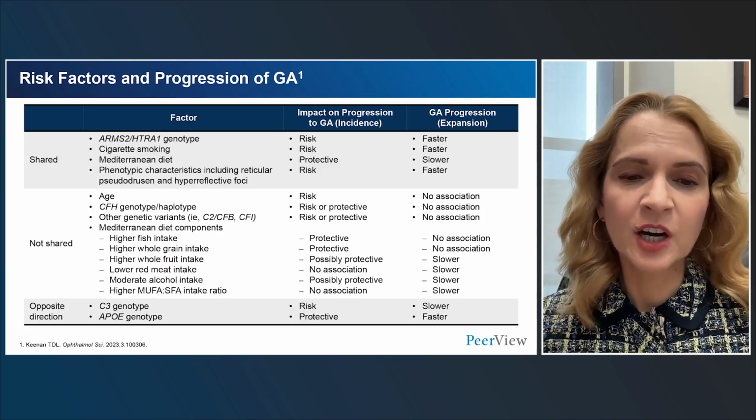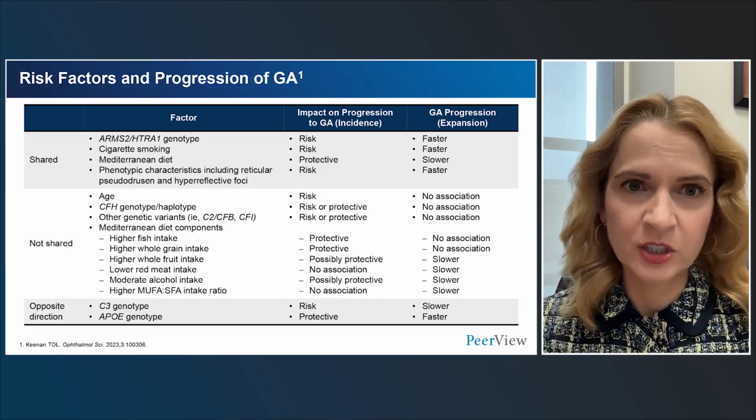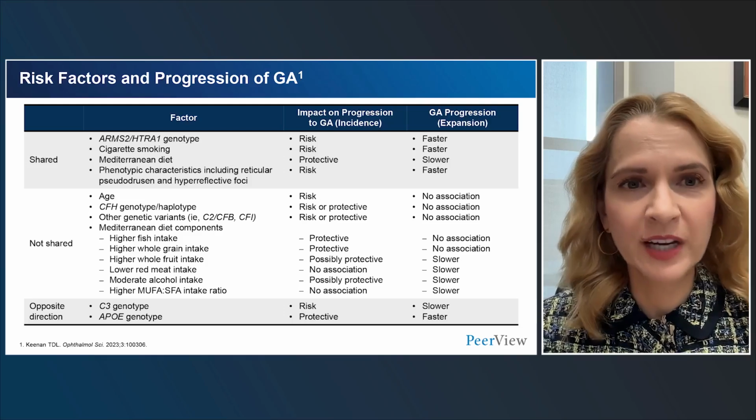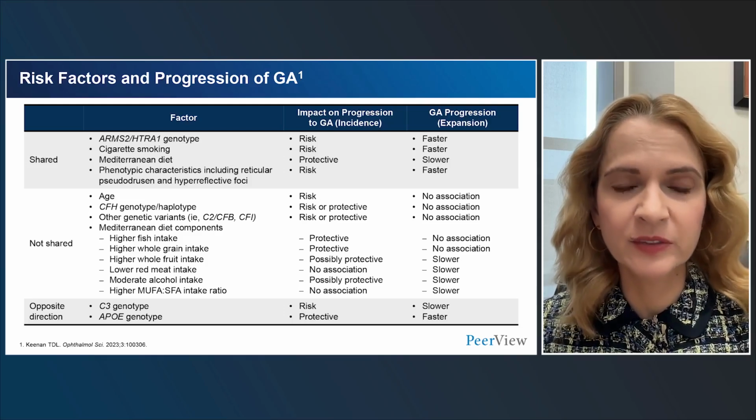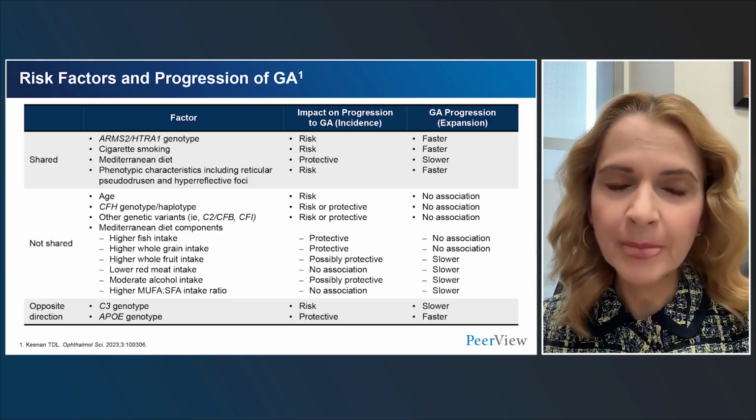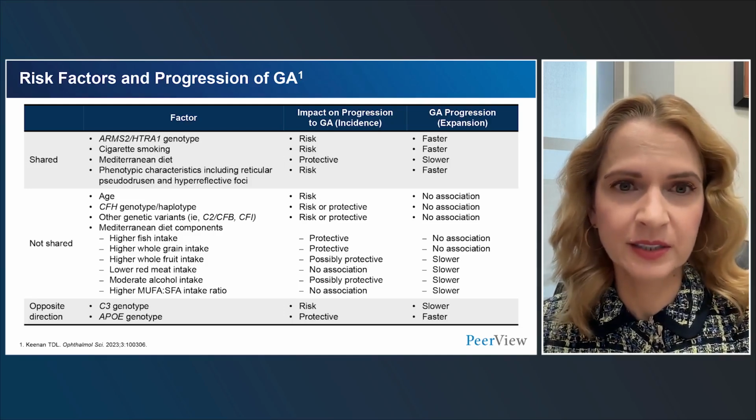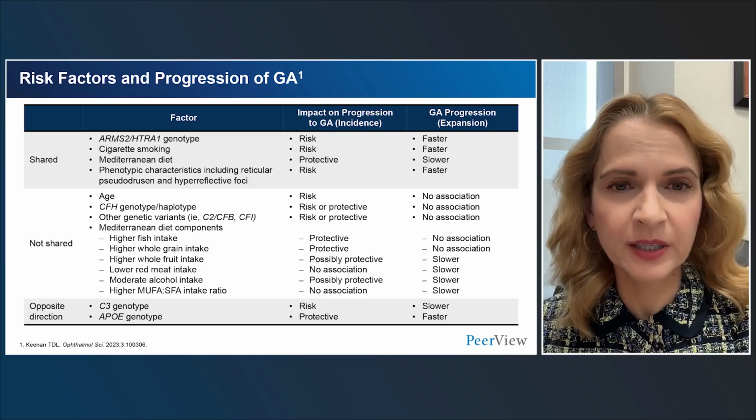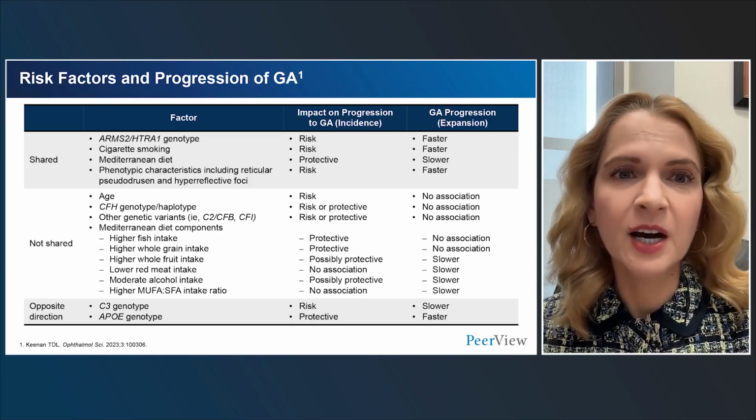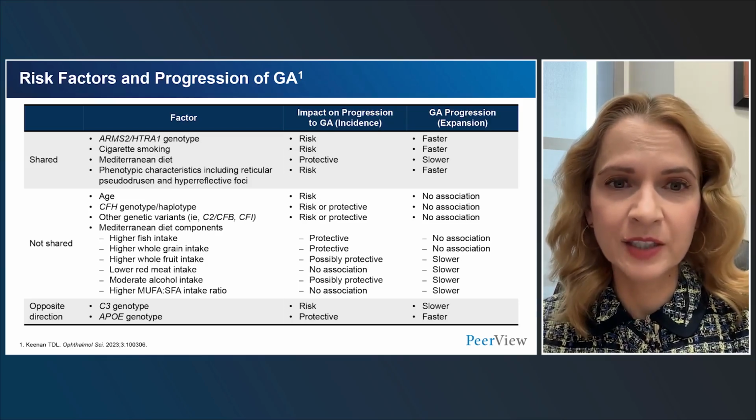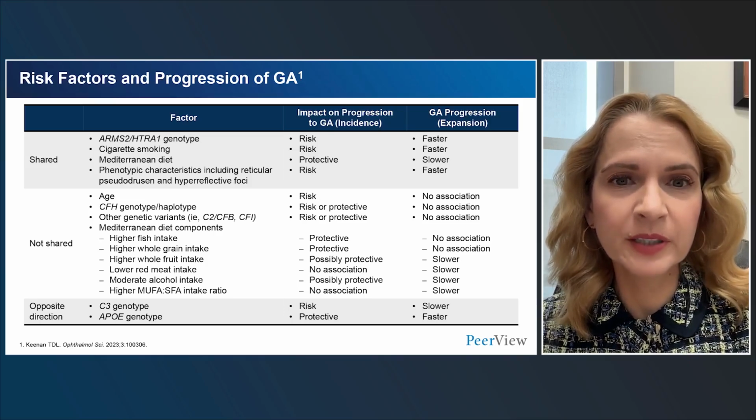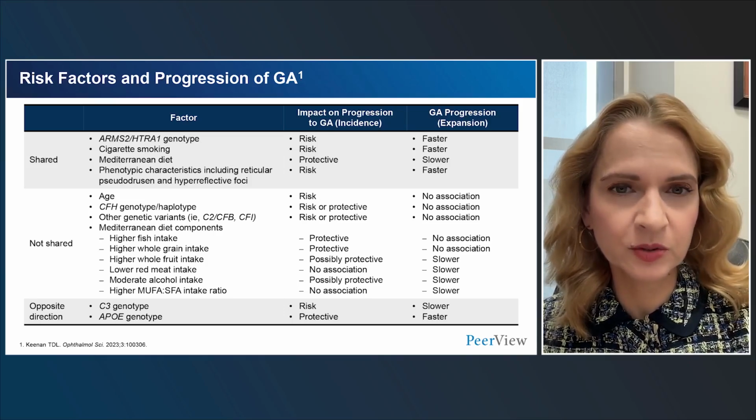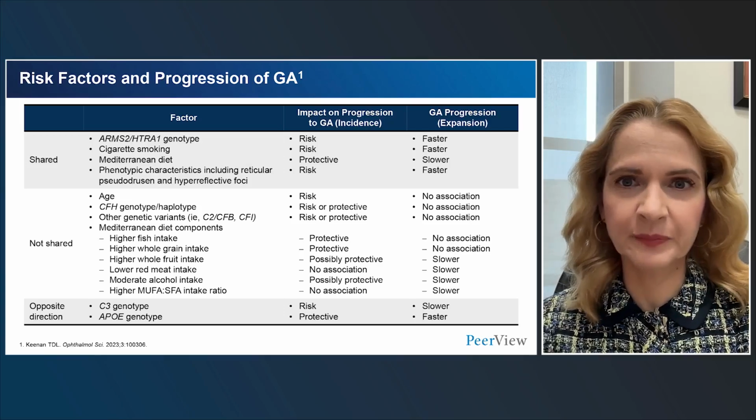Given this dramatic progression to visual function loss, we wanted to evaluate the risk factors and progression of this disease in more detail. Shared risk factors are listed here. They are genetic, such as the ARMS2 genotype, cigarette smoking, lack of a Mediterranean diet or healthy diet, and phenotypic characteristics that include reticular pseudodrusen and hyperreflective foci.